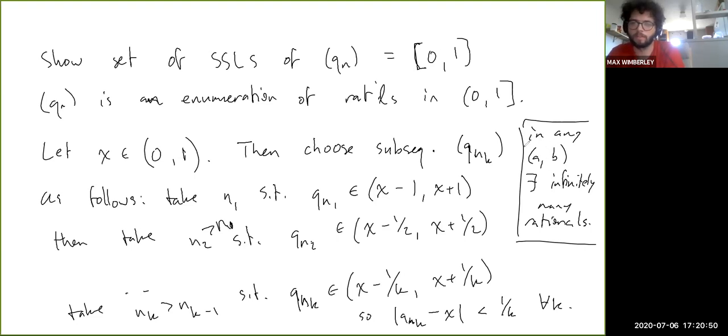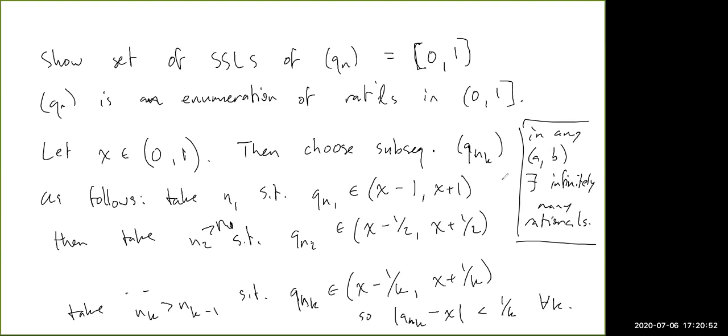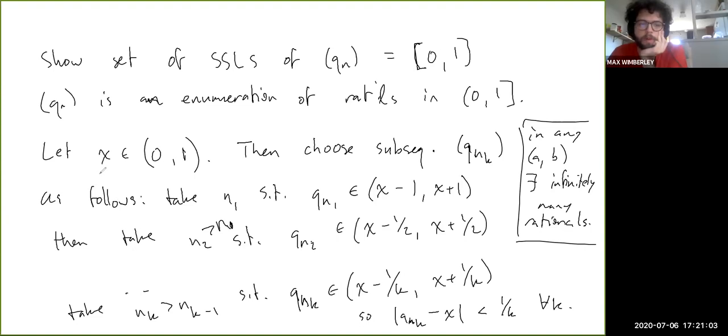I just had a quick clarification related to the denseness property. If we just chose a subsequence such that Qnk is just equal to x, can we just say that? But the problem is that we don't know if x is rational or not.